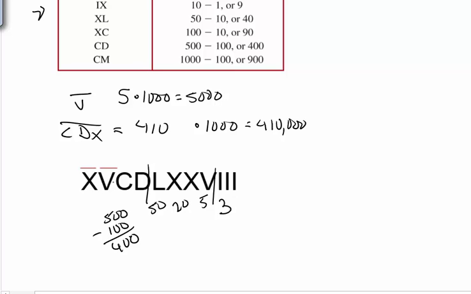And then the X and V with a line on top, let's see, that would be V, the line on top would be 5,000, and the X with the line on top would be 10,000. So 10 times 1,000. Okay, so putting that all together, we have 10,000, so 15,400, looks like 78. 15,478 is what this would translate into.